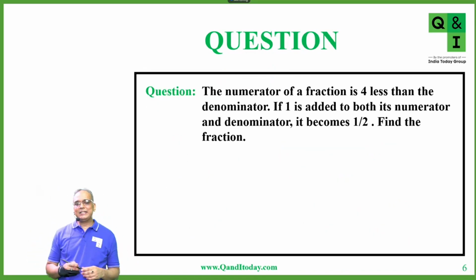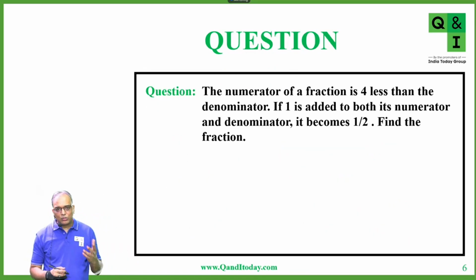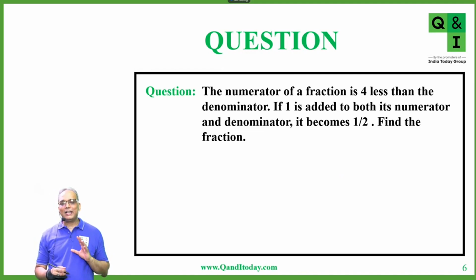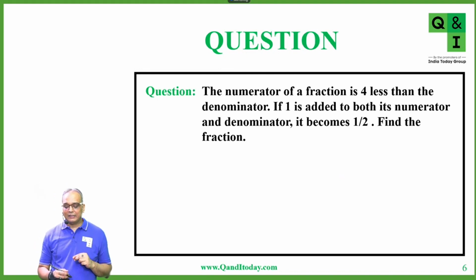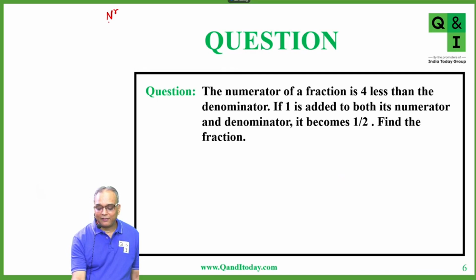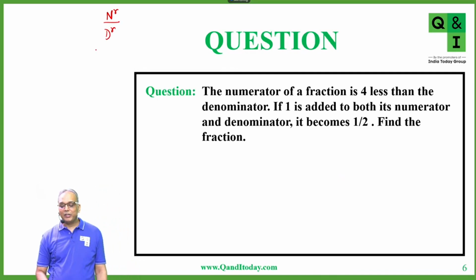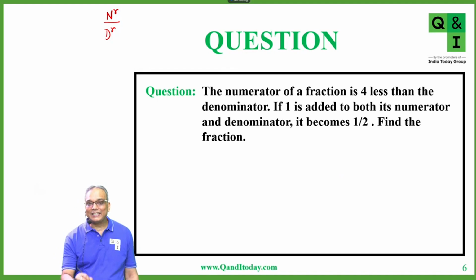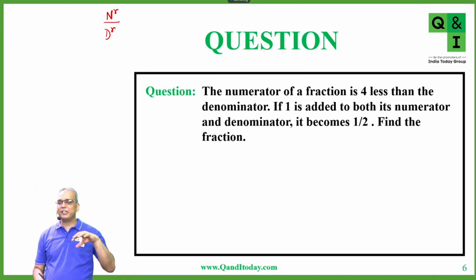So the question is, I'll read out the question and explain it to you. Numerator of a fraction is 4 less than the denominator. If 1 is added to both its numerator and denominator, it becomes 1 by 2. Find the fraction. So they have asked you to find the fraction. Let's say we have a fraction where numerator and denominator are there. Numerator of a fraction is 4 less than denominator, so you are comparing it with the denominator.